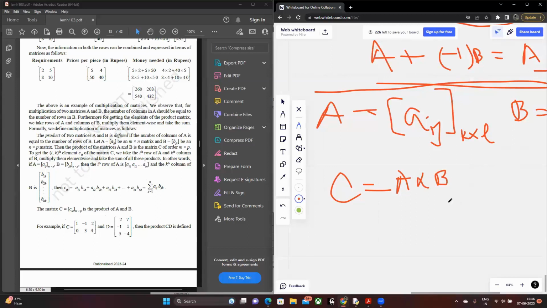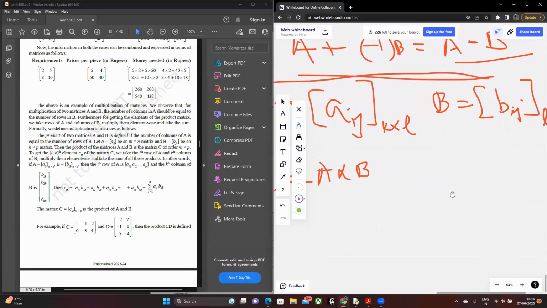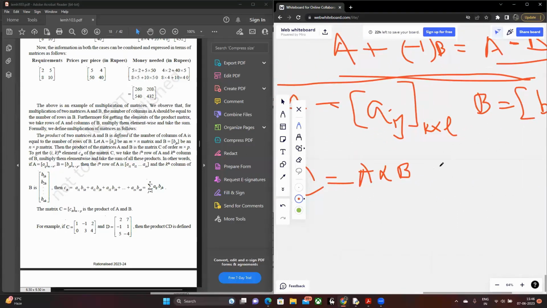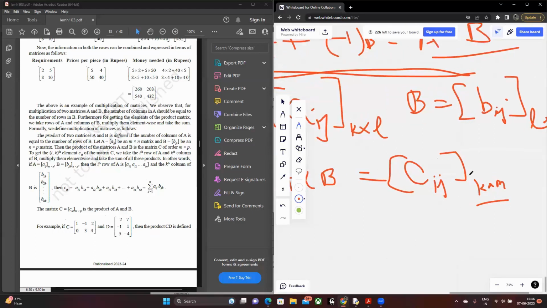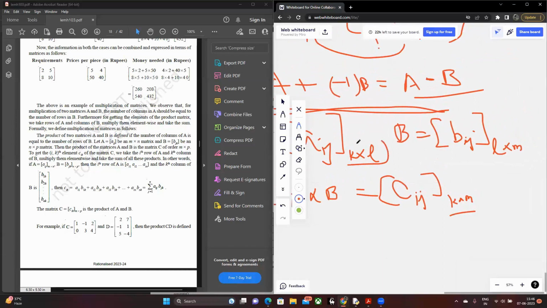This is going to be a matrix product, or a vector product, whatever you want to call it, right? This C is going to be A cross B. It's going to be equal to the matrix of elements Cij of the order K cross M, right? Note the three different orders that I've written. First one is K cross L. Second one is L cross M. And third one is K cross M, right?